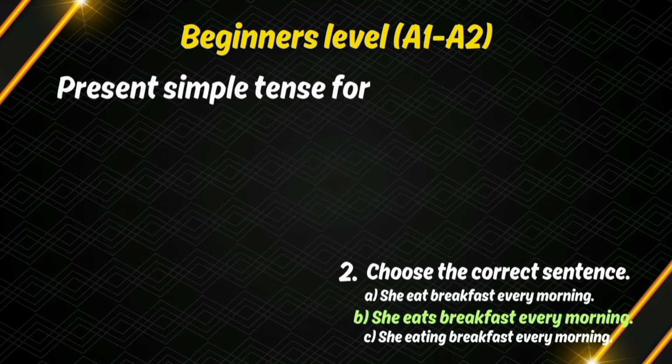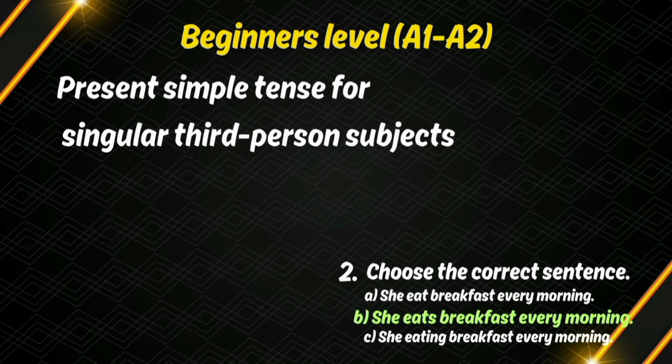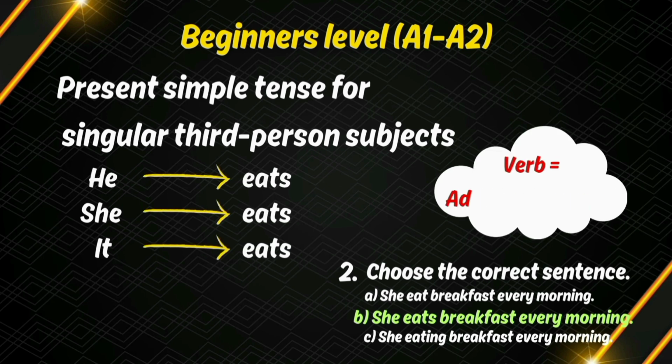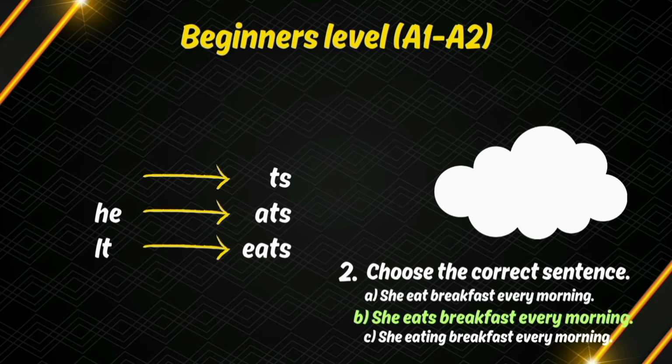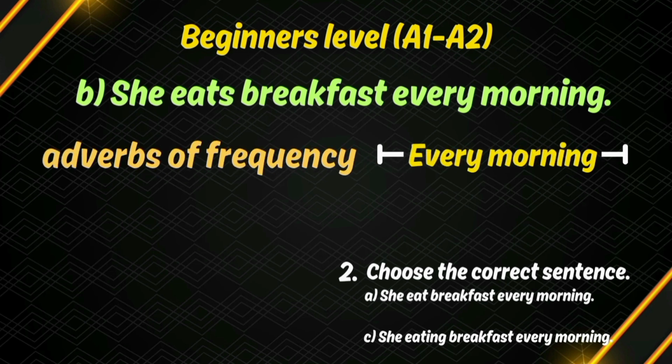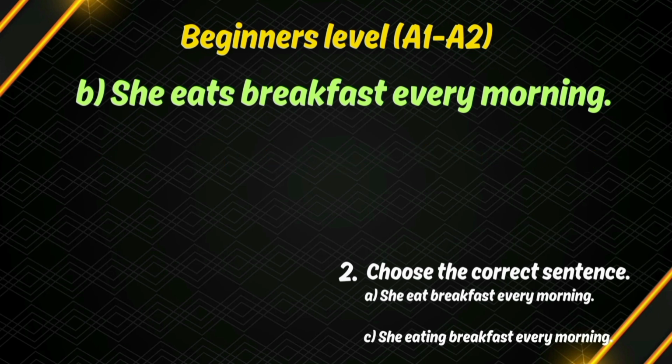When forming sentences in the present simple tense, for singular third-person subjects like he, she, or it, an s is added to the base form of the verb. For example, he eats, she eats, and it eats. This rule applies to routine actions or habits. In the given sentence, the subject is she, so we use the verb form eats instead of eat. Furthermore, when describing habitual actions, we use adverbs of frequency like every morning to indicate the regularity of the action. Therefore, the correct sentence is, she eats breakfast every morning.